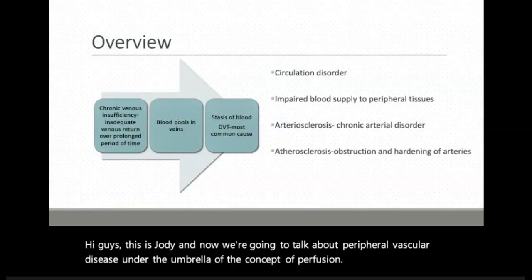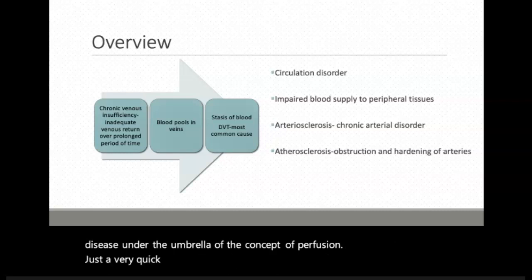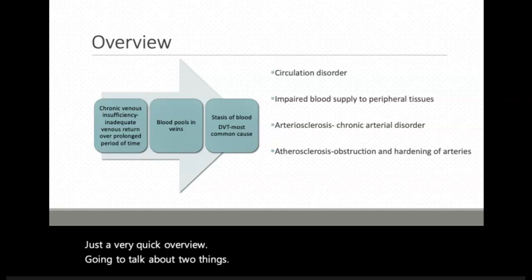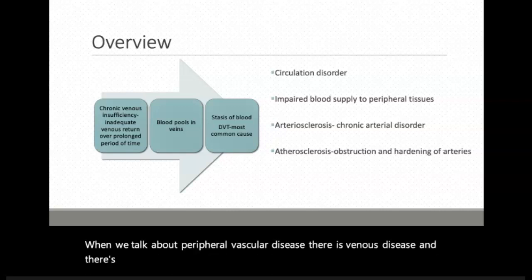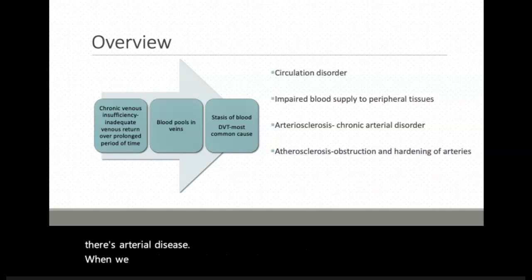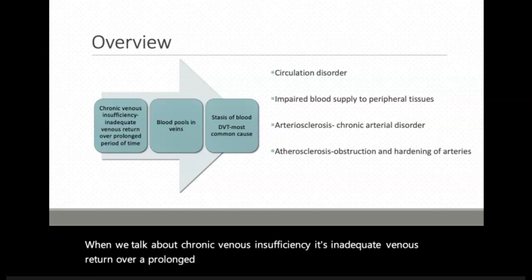Just a very quick overview. We're going to talk about two things when we talk about peripheral vascular disease. There's venous disease and there's arterial disease. When we talk about chronic venous insufficiency, it's inadequate venous return over a prolonged period of time.